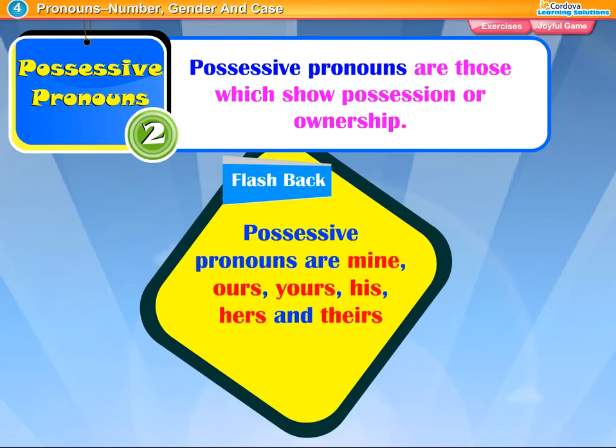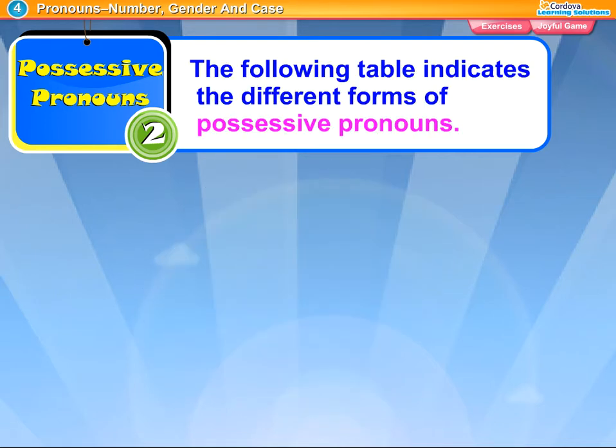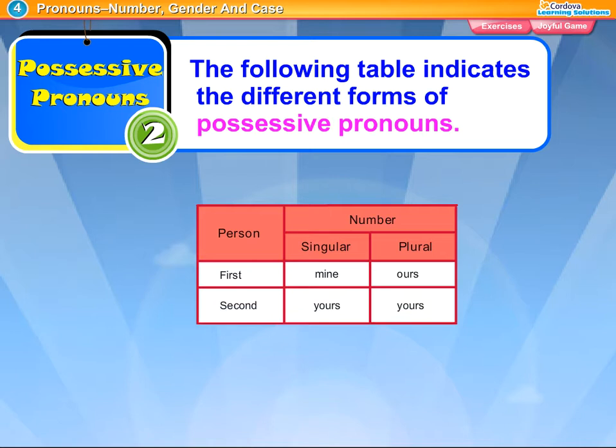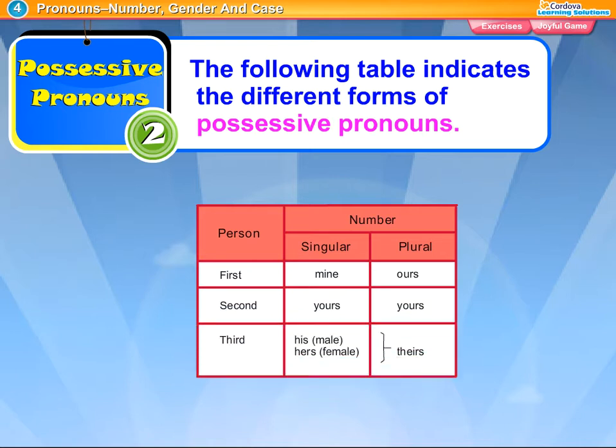Flashback. Possessive pronouns are mine, ours, yours, his, hers, and theirs. The following table indicates the different forms of possessive pronouns: person, number, singular, plural. First, mine, ours. Second, yours, yours. Third, his, male, hers, female, theirs.